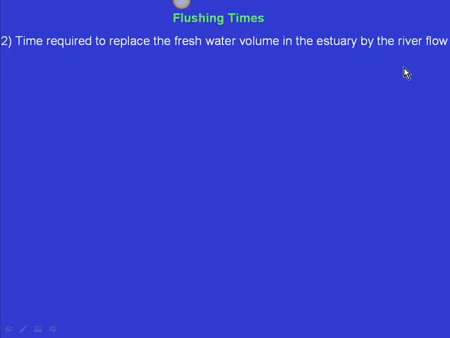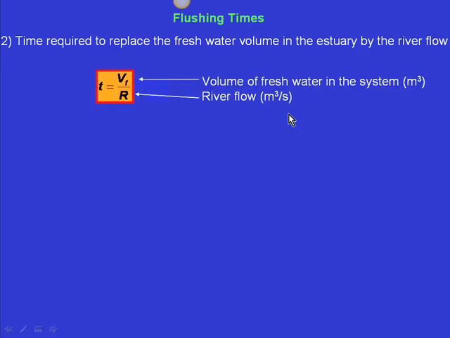So in this case, it's not the water that's coming in from the ocean, but the water from the river. How long does it take for that water to be flushed out of the system? For that, we can define the residence time as the volume of fresh water in the system divided by the river discharge, cubic meters per second. Notice that again we have cubic meters divided by cubic meters per second. The river discharge is relatively easy to find out.